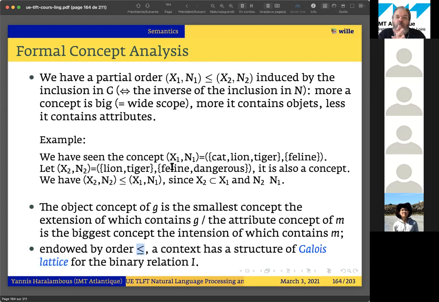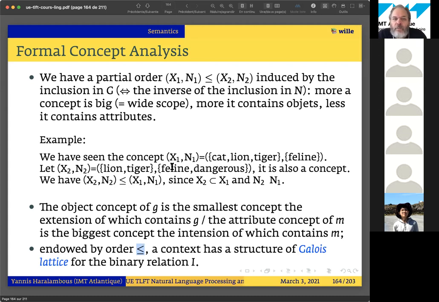This means that if you have a domain, a technical or scientific domain, with clearly defined notions, then you can attempt to apply formal concept analysis to it and say, each concept of my domain is defined by this extension and this intention, and here are all the relations between concepts in my domain.